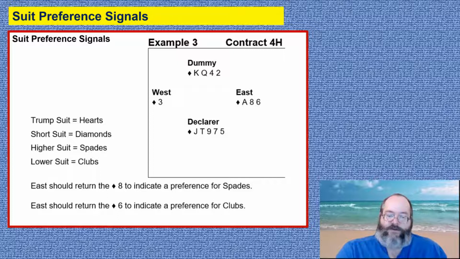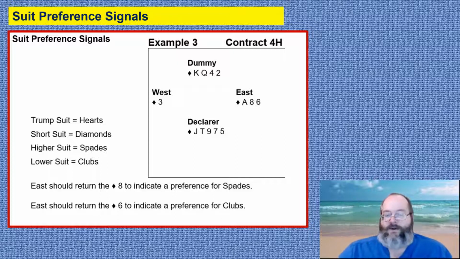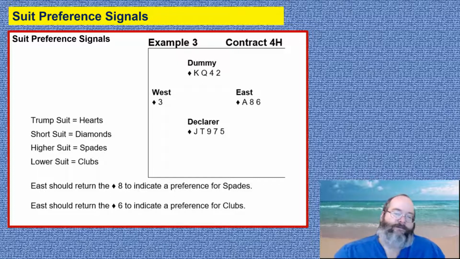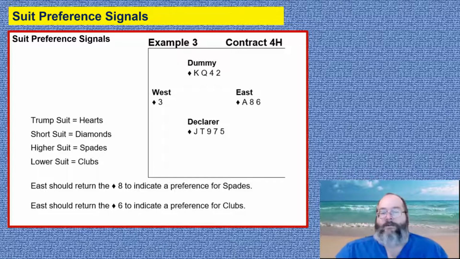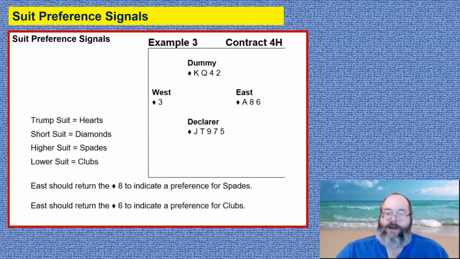That would indicate a preference for spades. If East were to return the 6 of diamonds, that would show a preference for clubs. How do you tell the difference between what's high and what's low? Well, you have to look around and see what's been played.